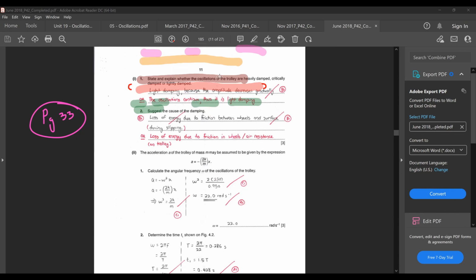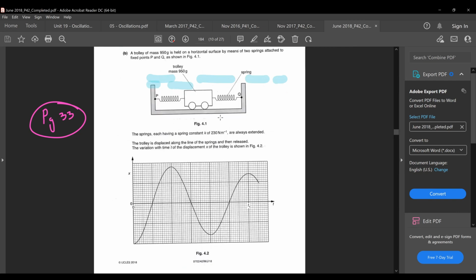And then after that, they ask you this. This one was something that I haven't really taught, so I'll start teaching this. They ask you, state and explain whether the oscillations of your trolley is heavily damped, critically damped, or lightly damped. Okay. Now, what can you see about your oscillation right now in terms of the amplitude?